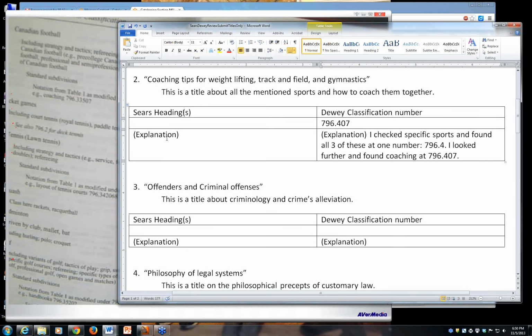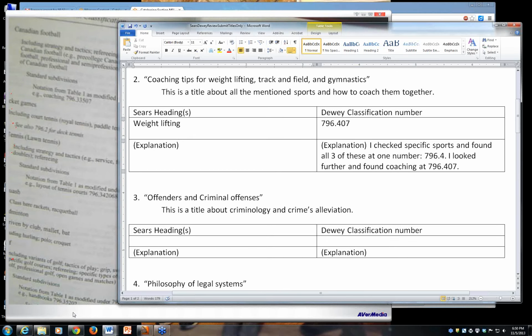Now for your Sears headings on this one, you could use all three of these activities. You could use the weightlifting as one, and we can go in and take a look at that if you guys want to. But we also know that Sears tells us we can use specific names of sports, whether they're in there or not. But these do happen to be in there. Weightlifting is one. Track and field is one.